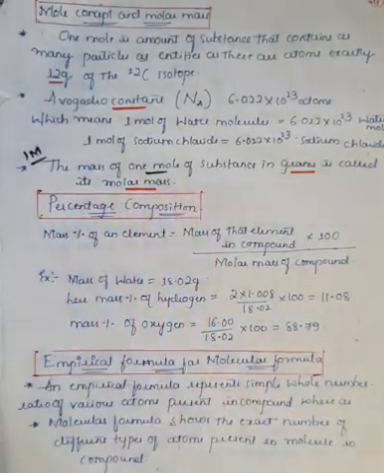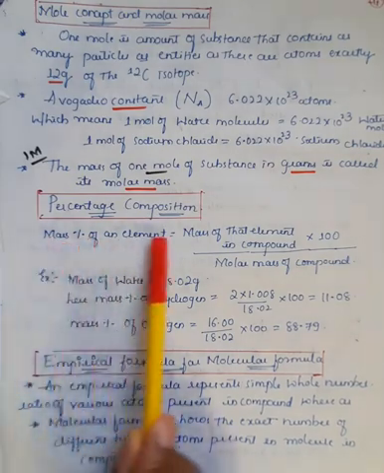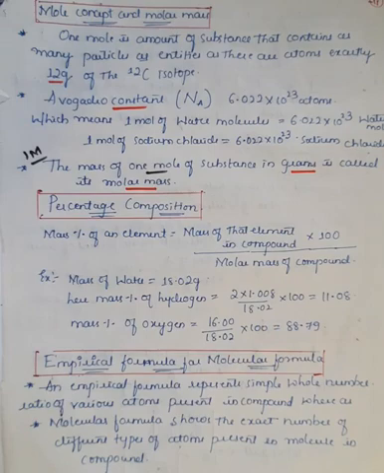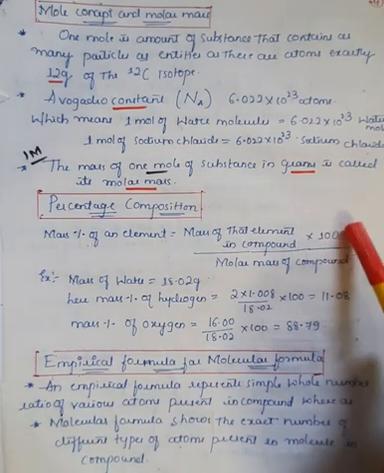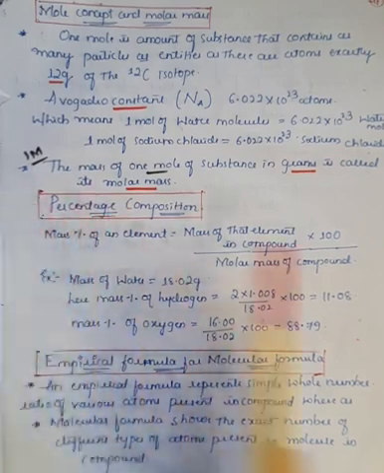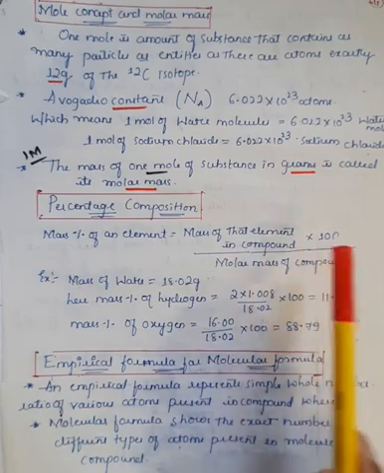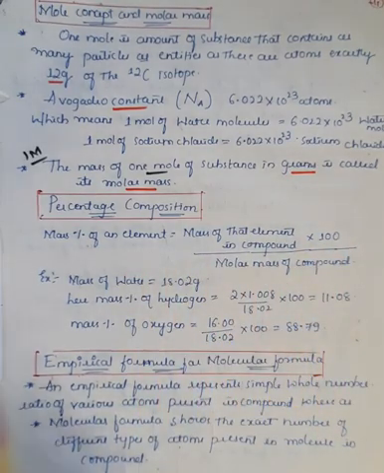In the case of percentage composition, whenever you calculate the mass percent of an element, there is a formula. The mass percent of an element is equal to the mass of that element in a compound, whichever element you are calculating, into 100. Why do we multiply by 100 here? Because we want the answer in terms of percentage. Therefore, mass of that element in a compound into 100, divided by the molar mass of the overall compound, right?